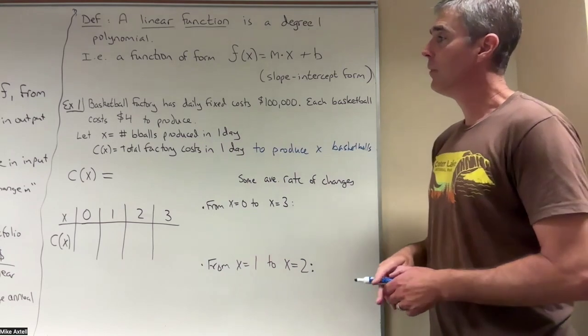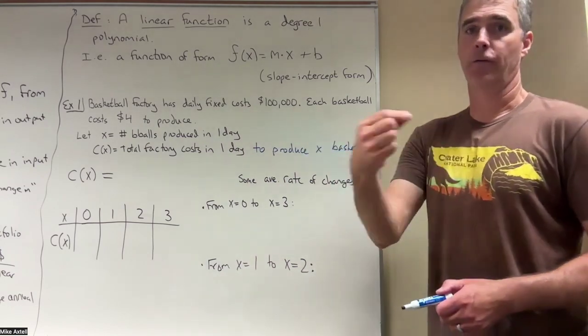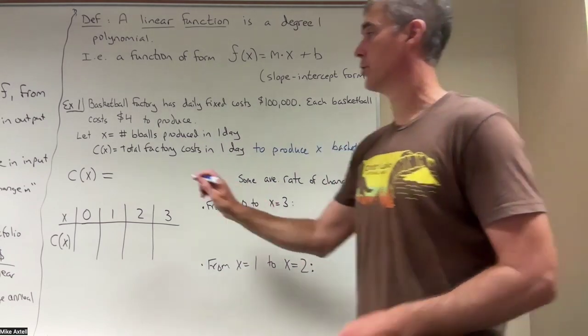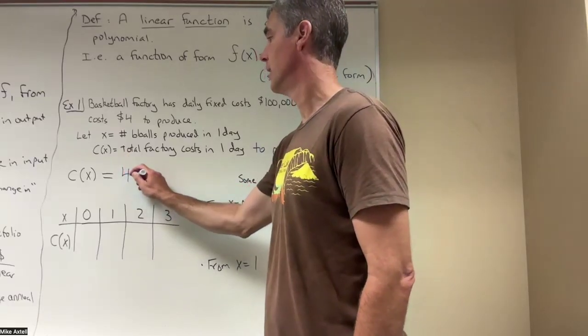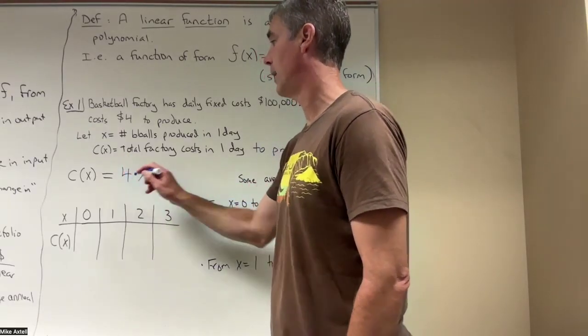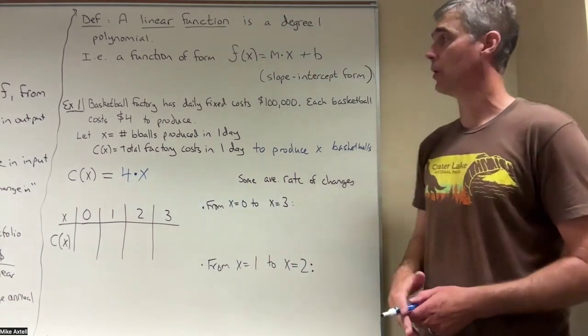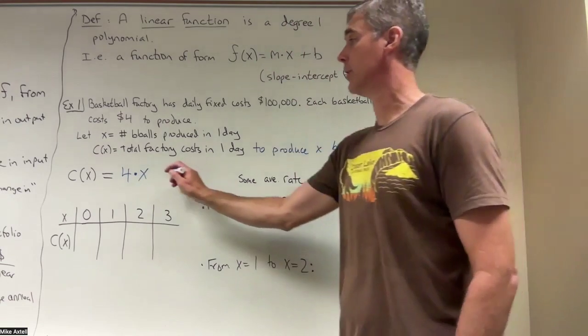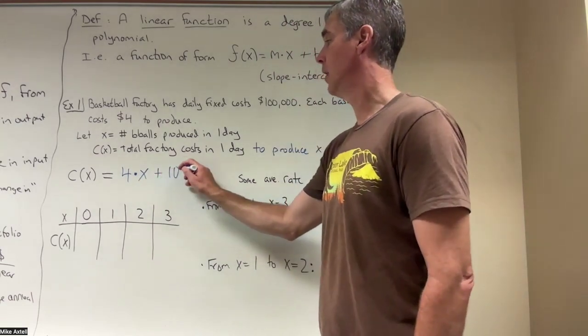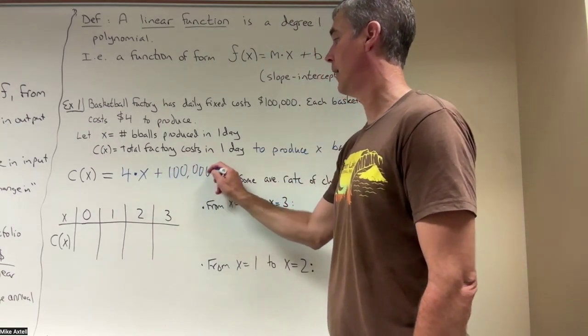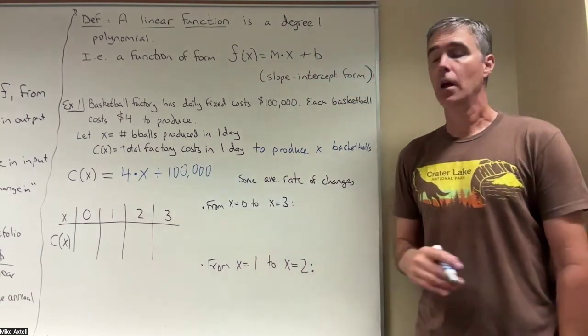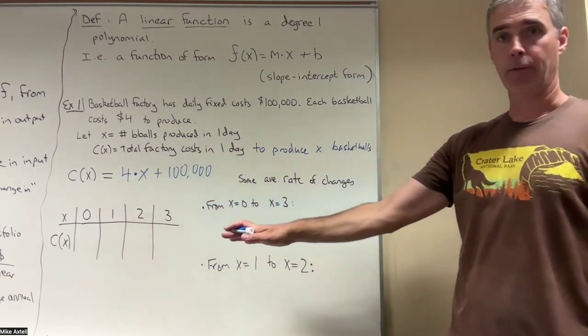Okay, so for each x, there's a $4 production charge. So to produce x basketballs, I simply take the number of basketballs produced and multiply it by 4. That's my production cost for the basketballs. But then I have to add to it my production costs of $100,000.